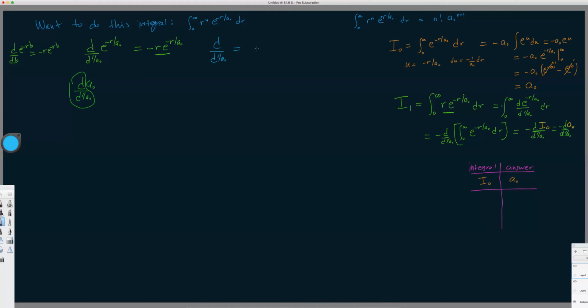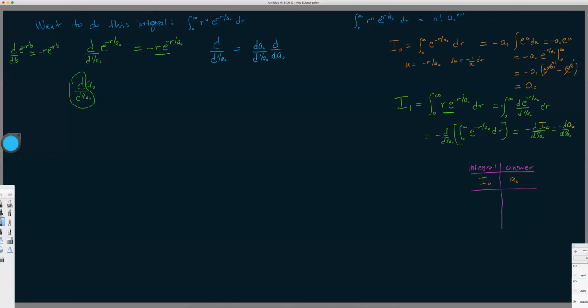Let's see. Okay, so we want to be left with, maybe this is the way to think of it, a d/dA naught. So I put the d/dA naught because I'm basically multiplying by dA naught, right? And then the d, there we go. Because this is the same as this, because this cancels this, right? The dA naught cancel.